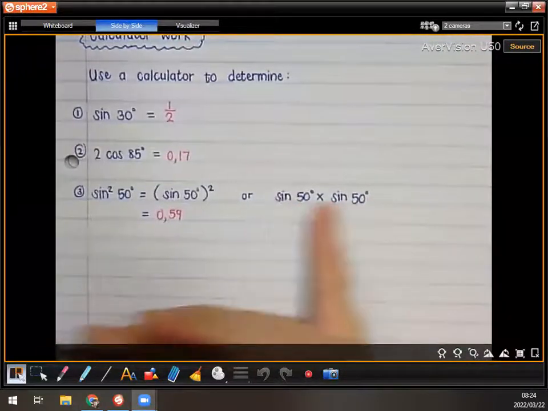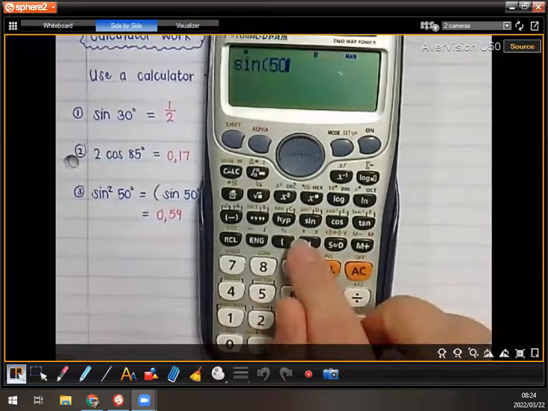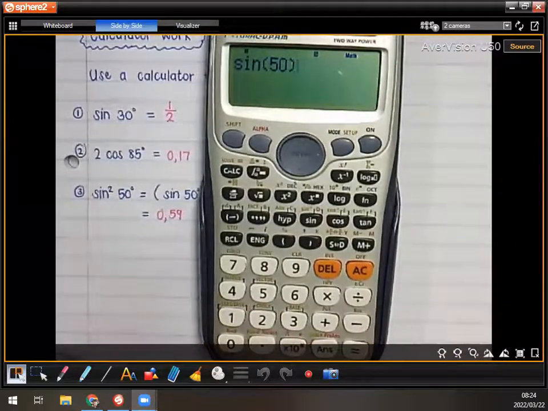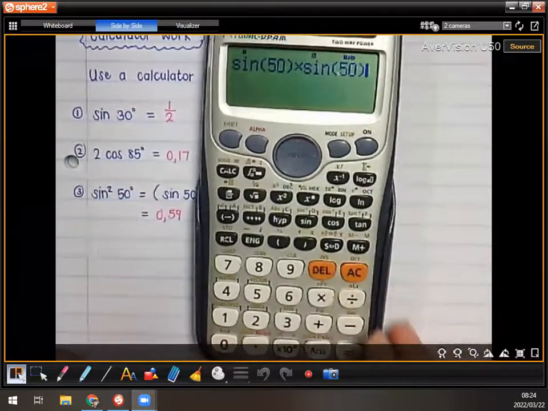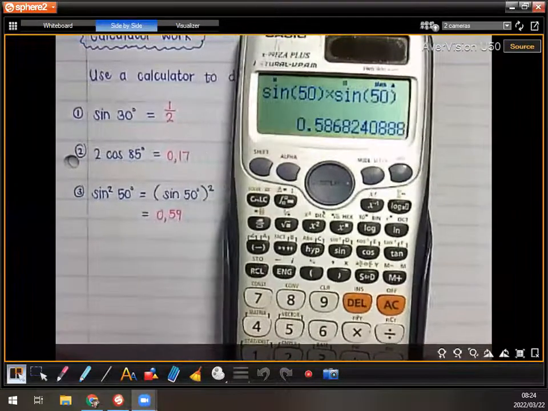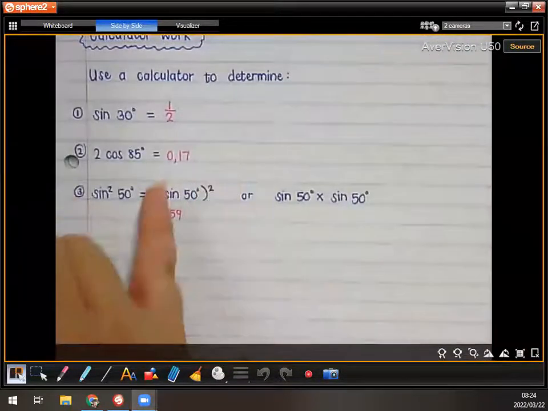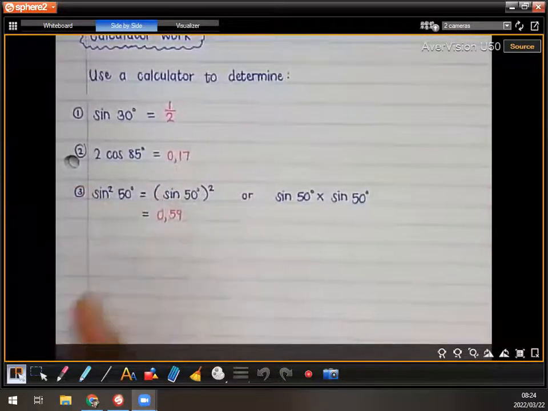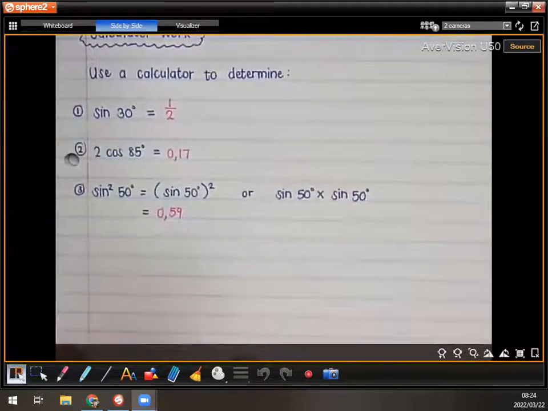Let's see, if you wanted to type it in the other way, sine 50 times sine 50, you would say sine 50, now you have to close your bracket, times sine 50, and you will have to close this last bracket. But let's just do it to the next and you will get the same answer. Okay, so it's up to you. If you're worried about brackets and whether you will remember to put in enough brackets, you can just type sine 50 times sine 50.